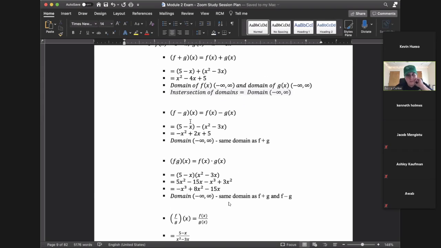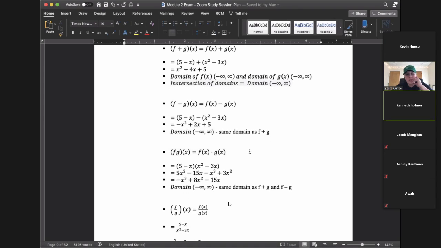So f minus g of x, you just do the same thing. You take 5 minus x squared minus 3x, which gives you negative x squared plus 2x plus 5, because negative x minus a negative 3x is positive 2x, and 5 minus nothing is 5. So still got the same domain as f plus g.